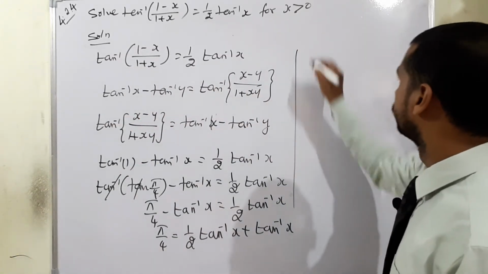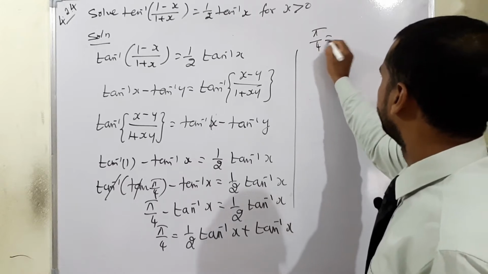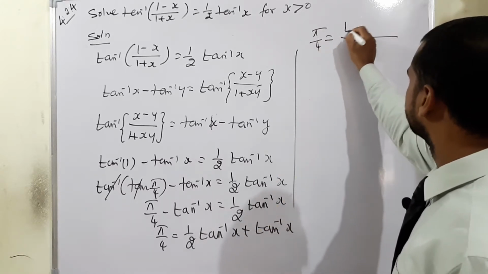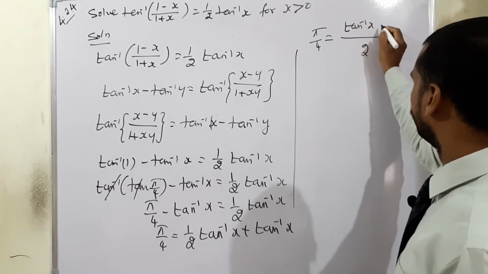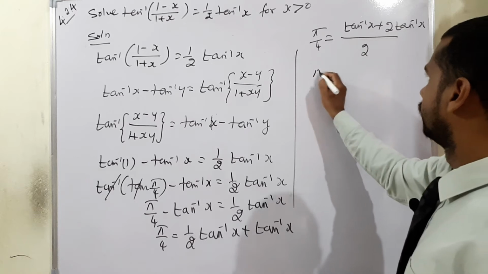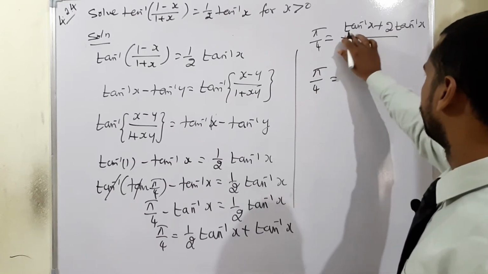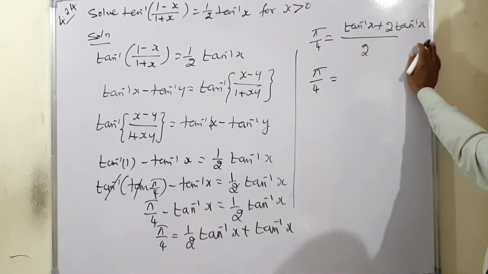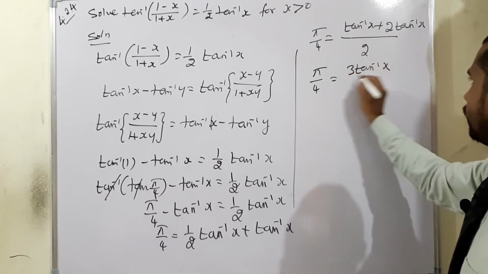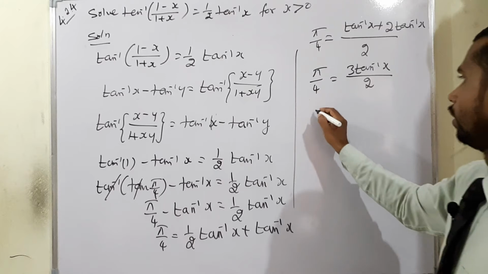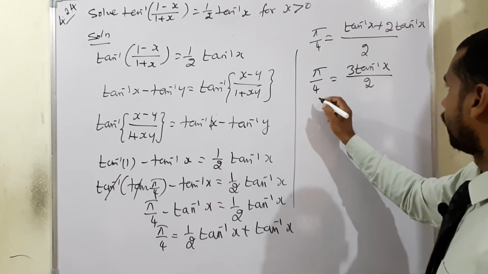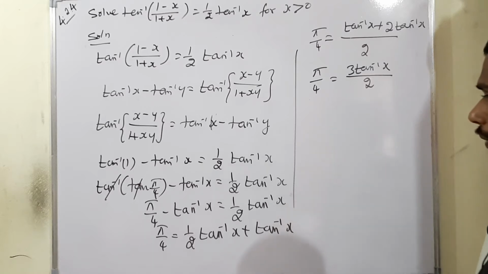Therefore, pi by 4 is equal to, taking the common denominator 2, tan inverse x plus 2 tan inverse x over 2. Again pi by 4 is equal to tan inverse x plus 2 tan inverse x, which means 3 tan inverse x divided by 2. Therefore pi by 4, isn't it?